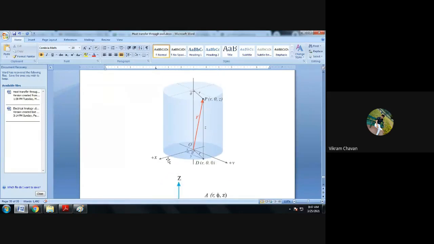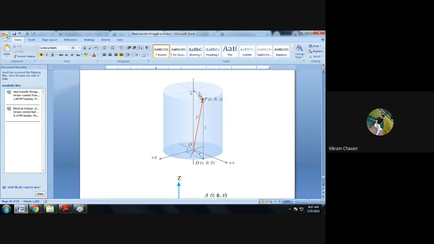Now let us consider that in this particular figure, the heat is flowing from the center line, or the axis of the cylinder, towards the surface. In that case, we have to consider only the r coordinate for the heat transfer.